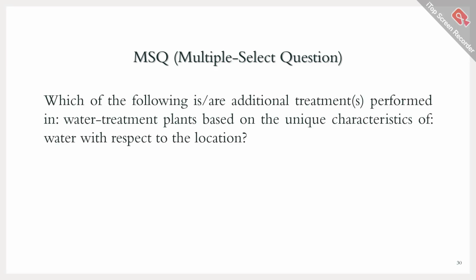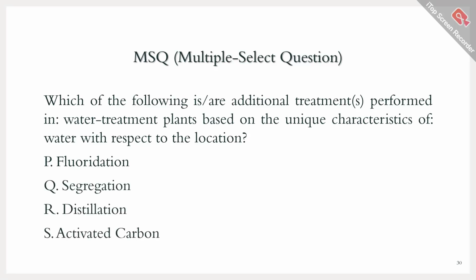Now, next MSQ, that is the multiple select question: which of the following is or are additional treatments performed in water treatment plants based on the unique characteristics of water with respect to the location? Option P is fluoridation, option Q segregation, option R is distillation, and option S is activated carbon. Which of the below are additional treatments performed in water treatment plants based on the unique characteristics of water, with respect to the location?